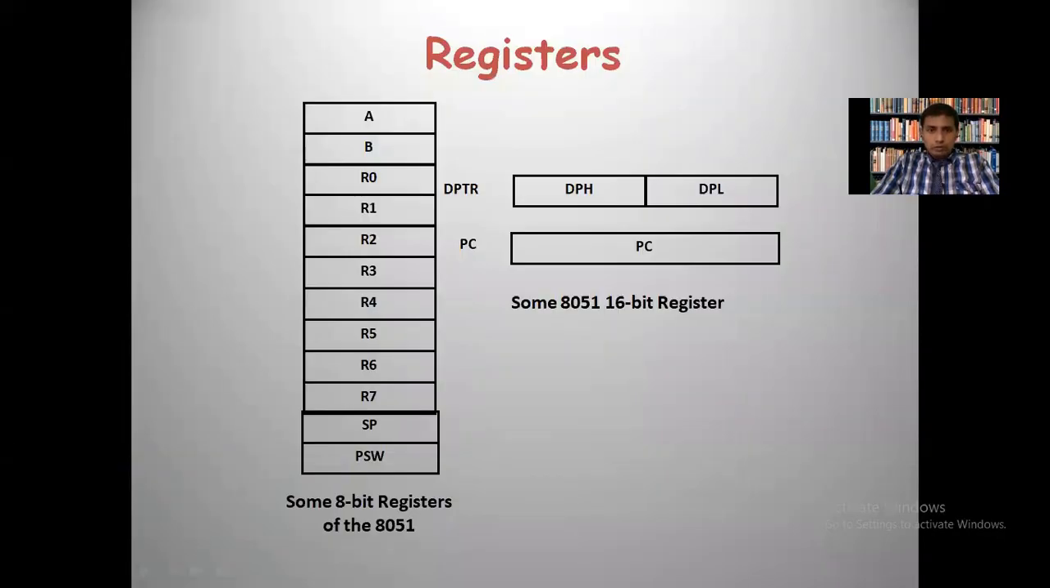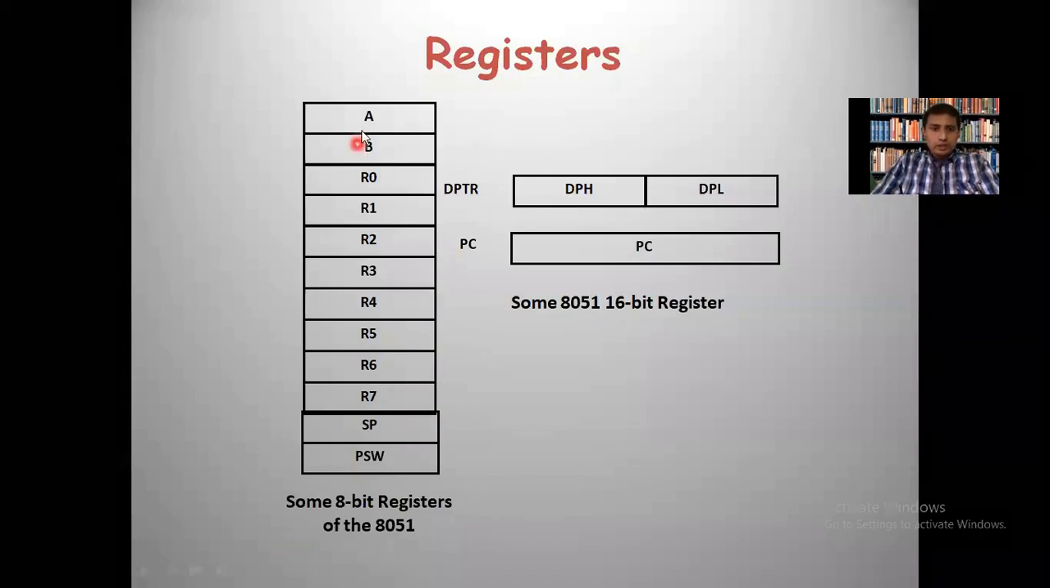If you observe carefully, the 8051 microcontroller has a set of 8-bit as well as 16-bit registers. On the left side, A, B, R0 to R7, SP, PSW all come under the 8-bit family. Whereas DPTR and PC come under the 16-bit family. So two 16-bit registers are present in the 8051 microcontroller, and similarly R0 to R7, A, B, total 10, SP and PSW, 12 8-bit registers are present.